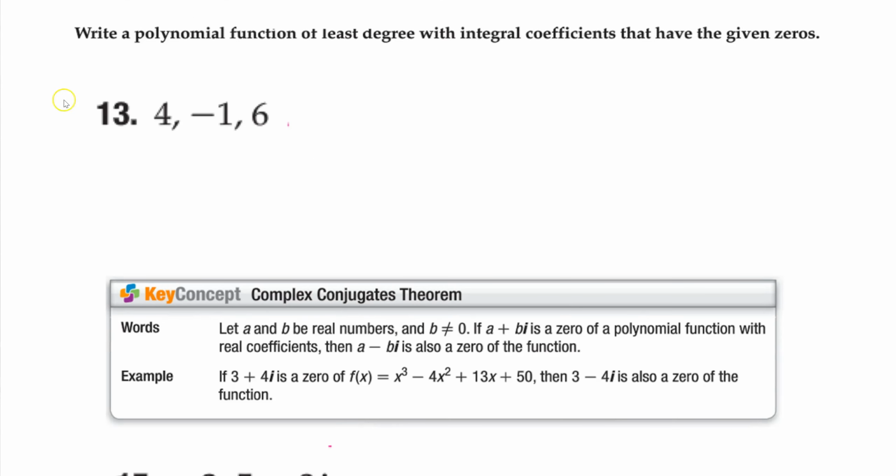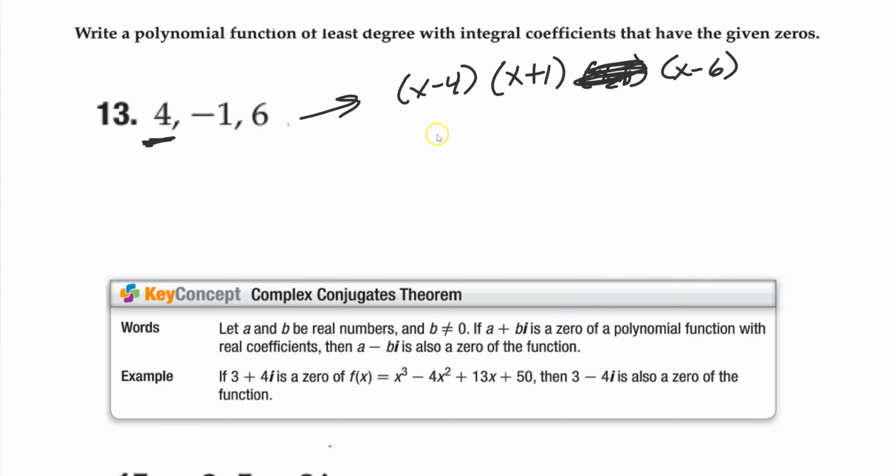So this part's going backwards. They're saying, hey, here's your roots. What's the polynomial? Well, think about it, right? Let's go backwards. If 4 is my answer, what's the equation? x minus 4. Same thing with negative 1, x plus 1. And 6, x plus 6. Minus 6, sorry.